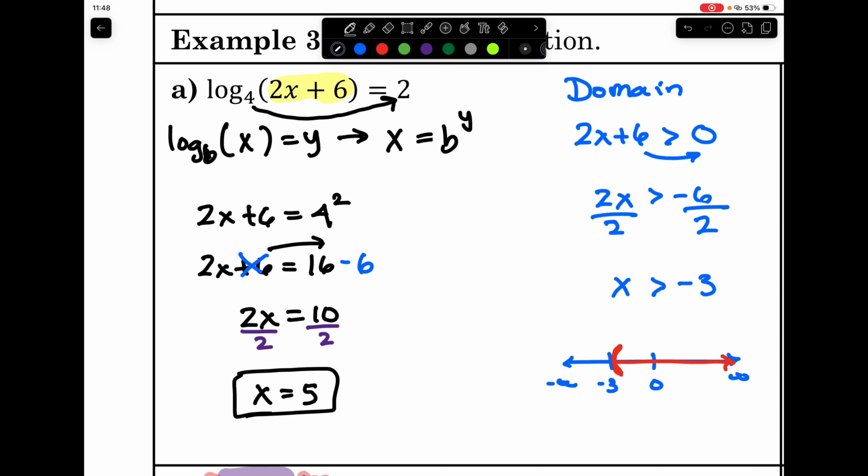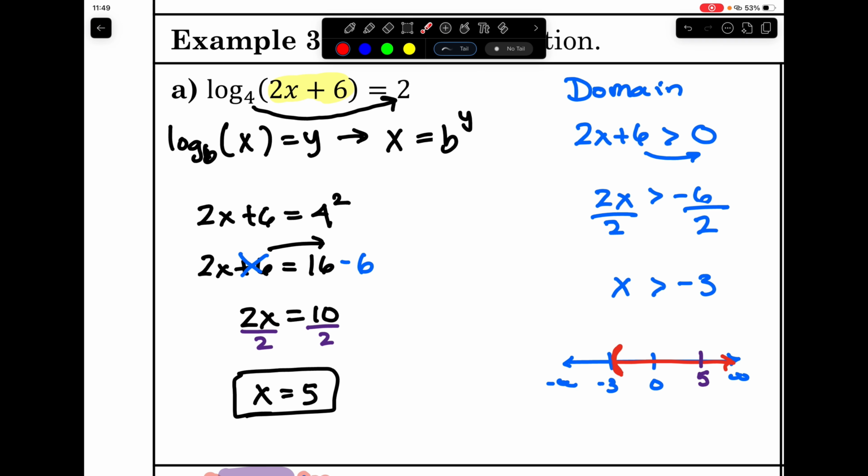Now, I kind of boxed in that answer prematurely because I need to verify that this number 5 falls within the boundary of the domain, and it does, because 5 is obviously going to be a positive number, and positive numbers by default are bigger than negative numbers. So positive 5 would be there, which falls again within the boundary of the domain. So this is how you find your solution and how you check that your solution still satisfies the domain.